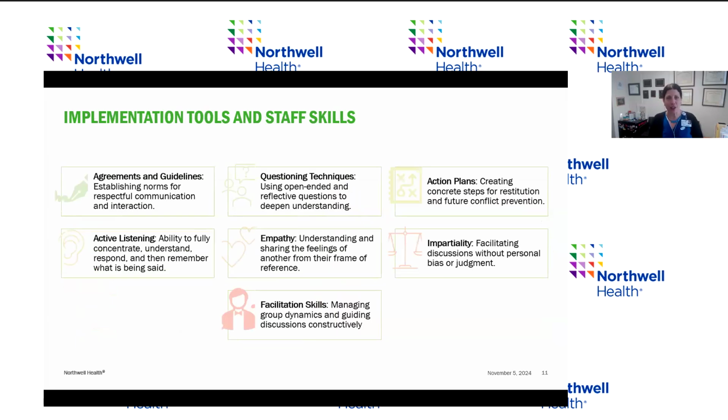Some additional tools that are used. So agreements and guidelines are often used to establish norms as we get started with a circle or a group or building this community. Always really important to have a mutual understanding of our goal, of our rules, what are our norms, what are our guidelines, really setting the stage for everything else that follows after that has to be a core component. And sometimes that needs to be reviewed at the beginning of each session, and people need to be reminded about the rules and our agreements.